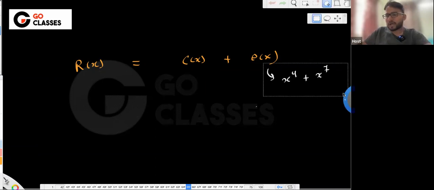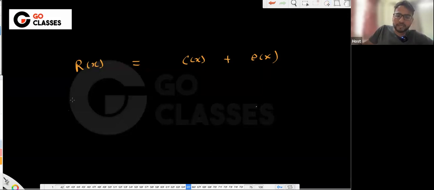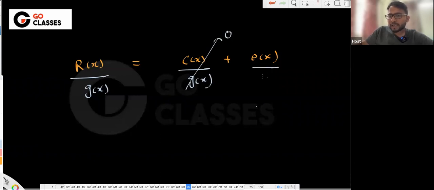Now, suppose I have a generator G(x). Then I will check whether it is able to divide my error or not. If it is able to divide the error, it cannot detect that error. That's the only concept that I'm using.